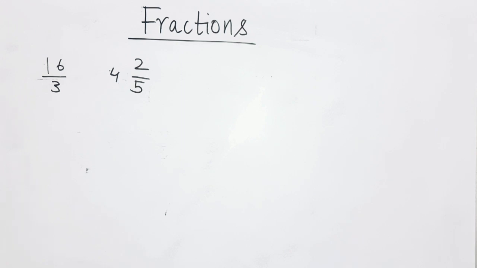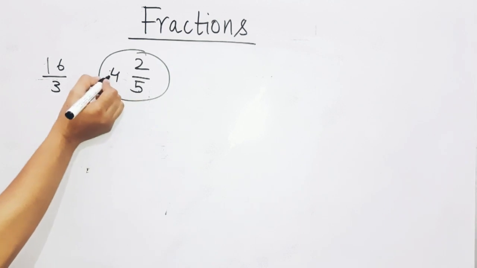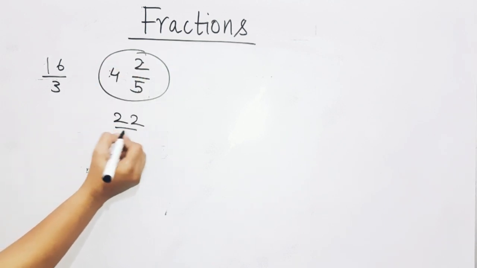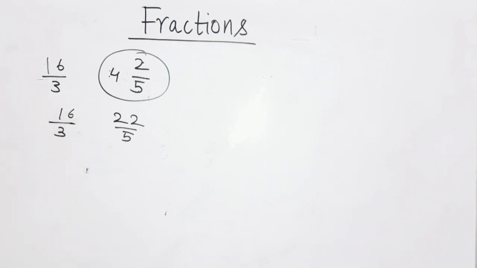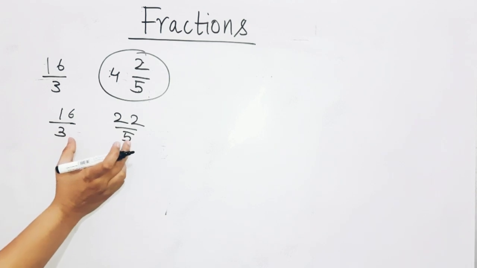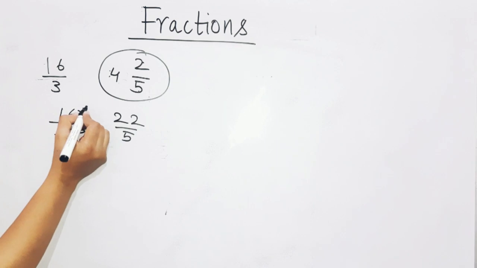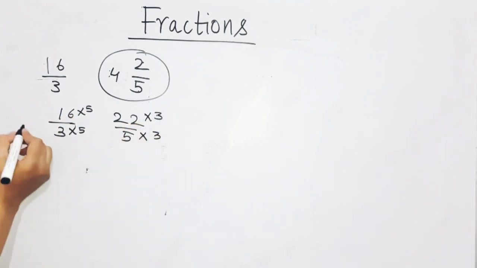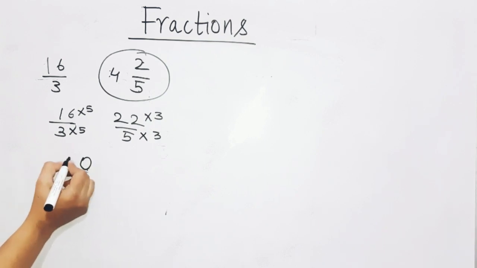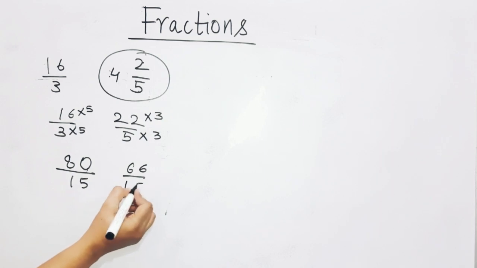So what you have to do? Firstly convert this into an improper fraction. 5 4s are 20, 20 plus 2, so 22 upon 5 and then 16 upon 3. Now you have to compare these two fractions. The LCM of 3 and 5 is 15. To make it 15, multiply by 5. To make this number 15, multiply by 3. So it will be 80 upon 15 and this is 66 upon 15.